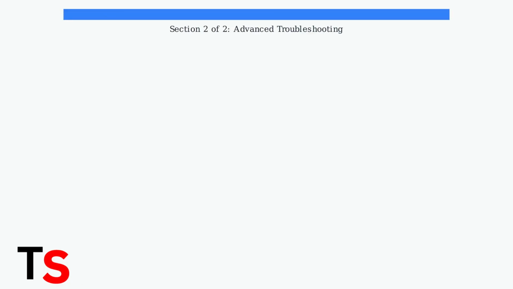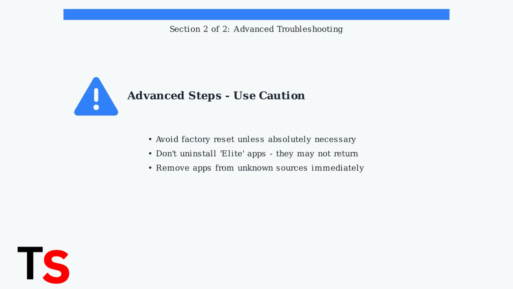When basic troubleshooting steps don't resolve your Superbox issues, these advanced techniques and important considerations can help you get back to streaming smoothly. First, some critical warnings about advanced troubleshooting. Be extremely cautious with factory resets, as elite apps may disappear permanently. If you've installed apps from unknown sources, remove them immediately, as they often cause system instability.